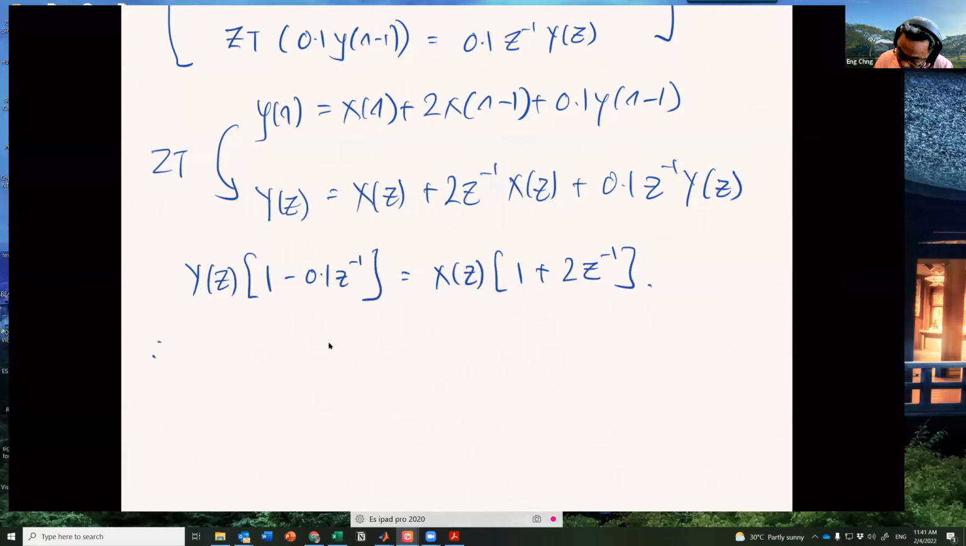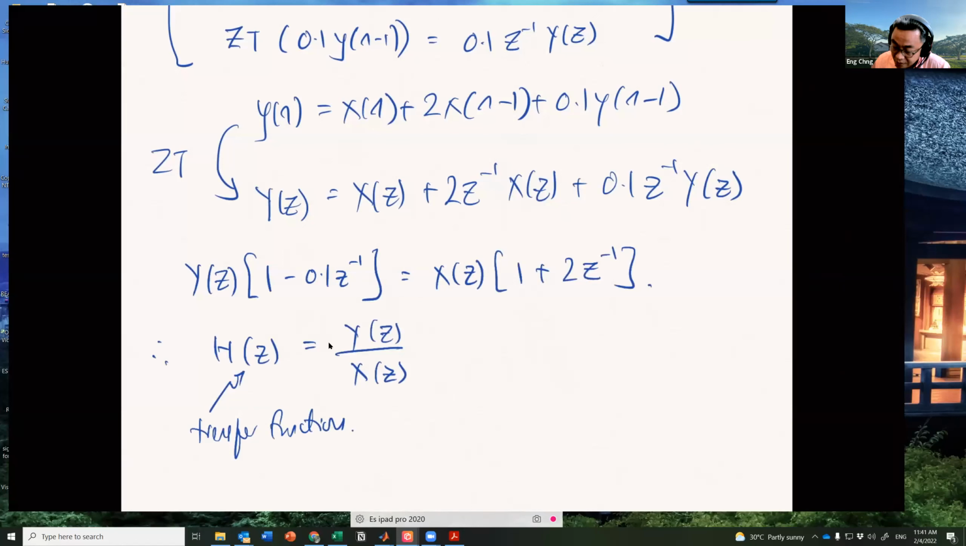And then now, therefore, H of z. What is H of z? It is Y of z over X of z. H of z is called the transfer function. Why is it called the transfer function? It is because it transforms the input: X of z multiplied by H of z equals Y of z. So it transforms the input to the output. It also means the output over the input is the transfer function. So therefore, it is equal to 1 plus 2 z minus 1 over 1 minus 0.1 z minus 1. So this is the H of z.